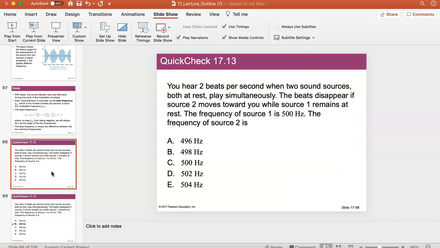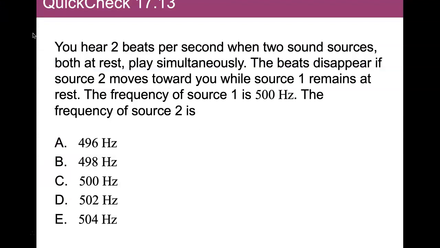Here's a quick question. Read through this, pause the video, and then we'll come back and discuss it together. All right, so you hear 2 beats per second when 2 sound sources, both at rest, play simultaneously. The beats disappear if source 2 moves toward you while source 1 remains at rest. The frequency of source 1 is 500 Hertz. What is the frequency of source 2?